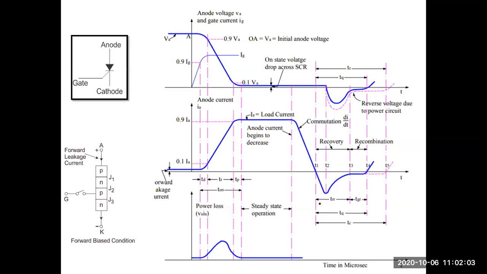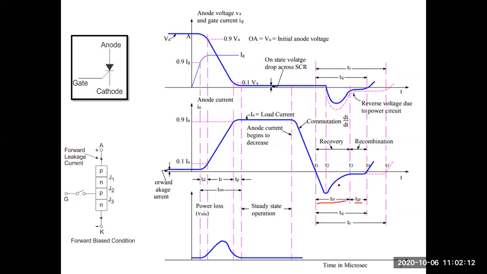So here it is the reverse recovery time. TRR is the reverse recovery time, or gate recovery time, also called the recombination time period. Here you can see T1, T2, T3. This is the total time for recovery, and T3 to T4 is the total time for recombination, that is, recombination of the charge carriers. I'm not going into detail on the charge carriers part, just giving a brief overview of these time periods.